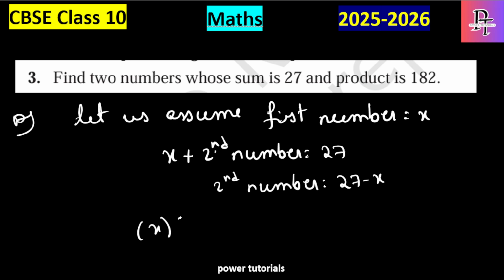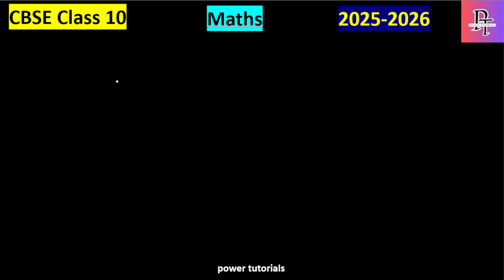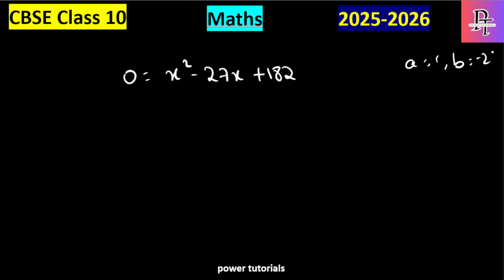Let's take the second condition, product is 182. So x into 27 minus x is equal to 182. So it becomes 27x minus x square is equal to 182. Let's take it to the right side. It becomes 0 is equal to x square minus 27x plus 182. Let's try the factors again, because a value is 1, b value is minus 27 and c value is 182. AC value will be 182. Let's find the factors of 182.